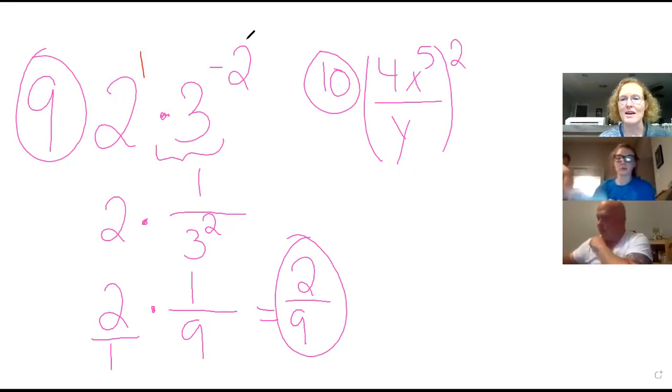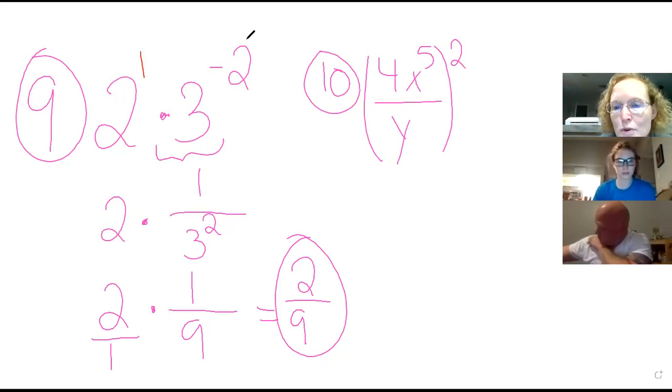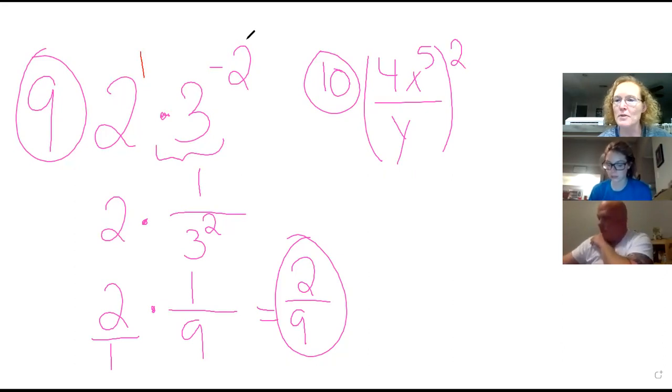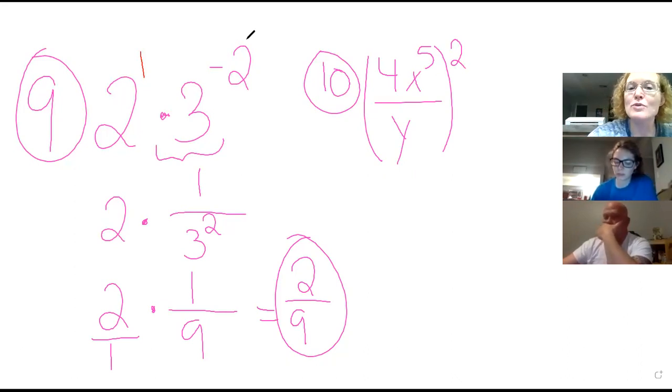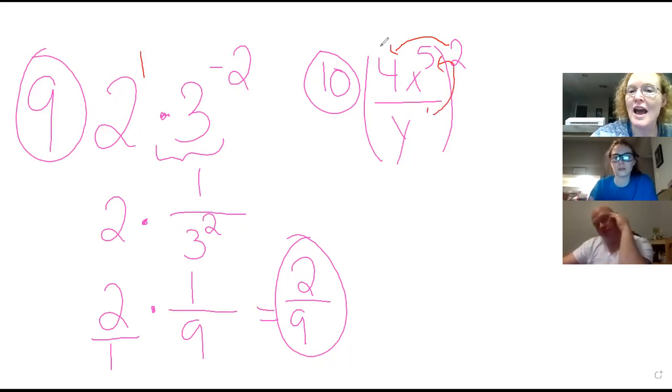Now, I know y'all are thinking this looks really, really ugly, and it probably is the worst looking problem of the night, but it's not as bad as I want you to make it out to be. You just have to remember a couple of things. So first of all, you'll notice that 2 that I have in there is on the outside of the parentheses, right? So you have to remember anything that's on the outside of the parentheses has to distribute. So this exponent of a 2 is going to have to go with the 4. It's also going to have to go with that x to the 5th, and it's also going to have to go with that y down there.